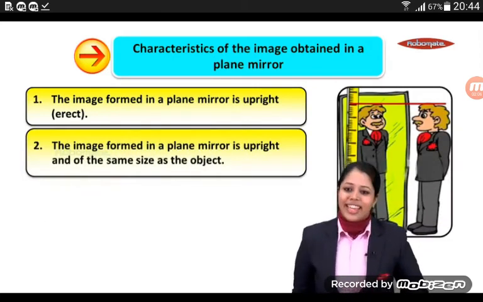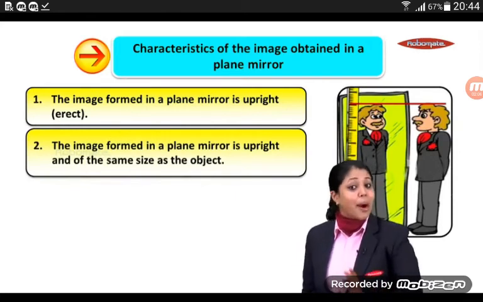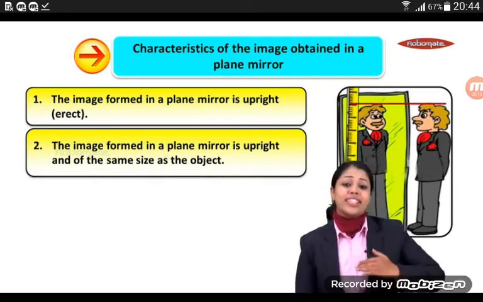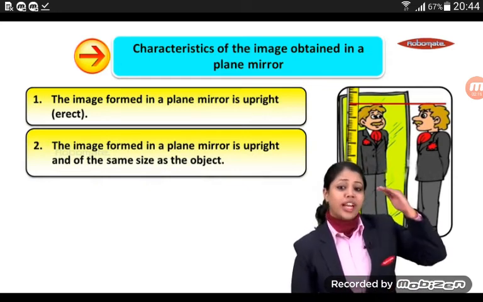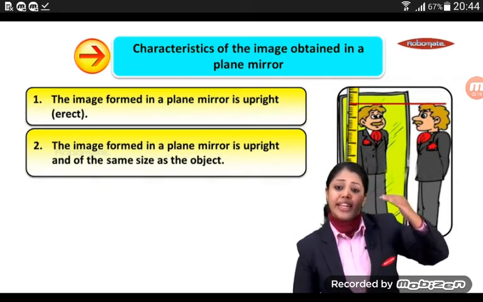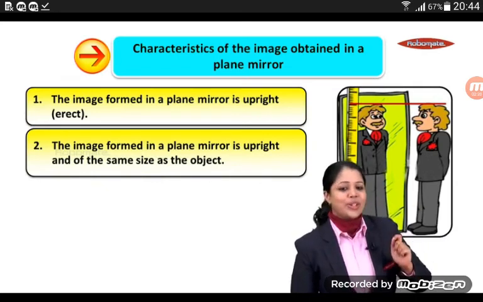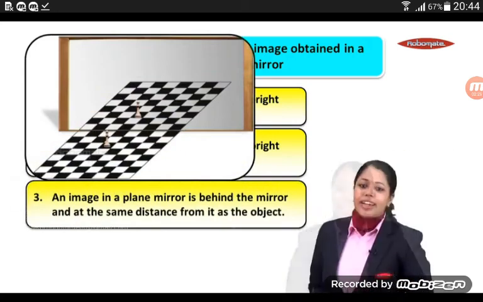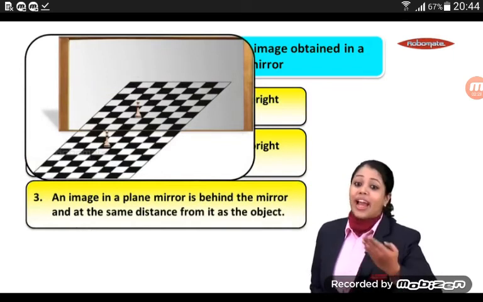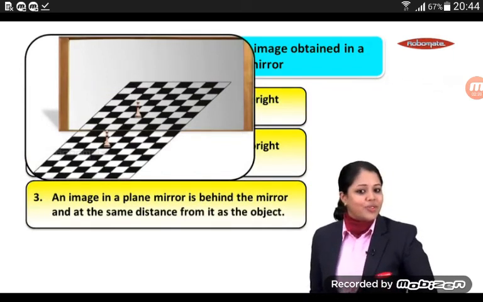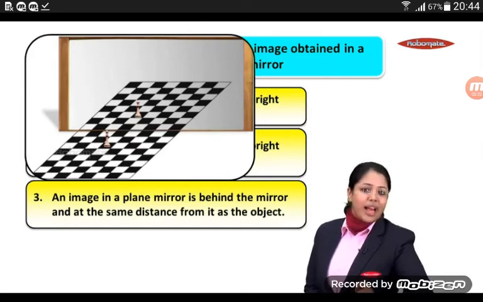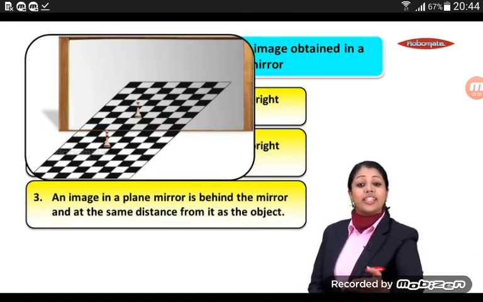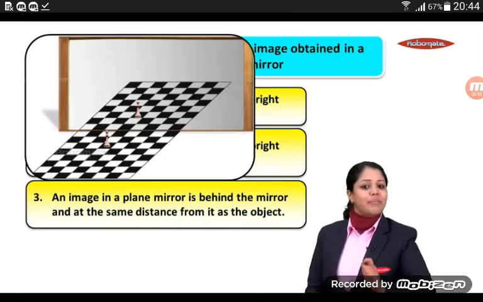The second point, it says the image formed in a plane mirror is of the same size as the object. If you go and stand in front of the mirror and touch your head and the image head, it is always of the same size. The third point, an image in a plane mirror is behind the mirror and at the same distance from it as the object. For example, if you are standing 5 cm away from the mirror, then the image is also 5 cm away. So it is at the same distance.